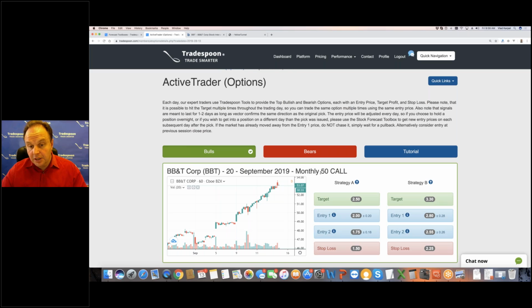How do we find $2? We recommend trading in-the-money options that have high delta. Instead of spending $5,000 for 100 shares, you only spend $200 if you buy one contract of the 50 call at $2. So options give you leverage, and so you can trade in a smaller account. So this is how you would trade BBT in the ActiveTrader model using options and stocks.